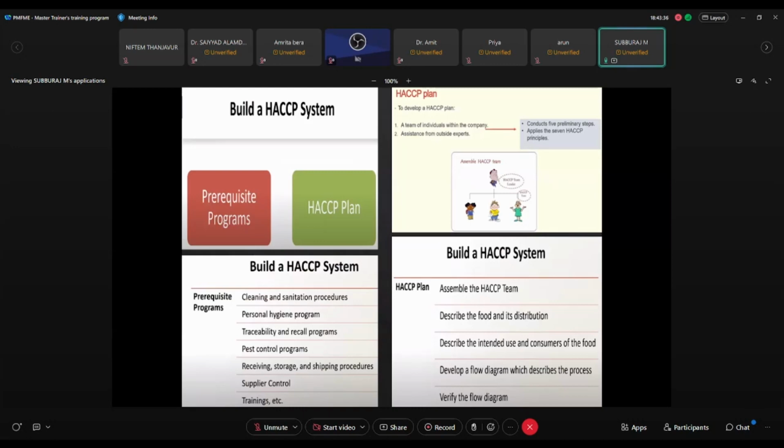The pre-requisite program involves cleaning and sanitation procedures, personal hygiene program, traceability and recall programs, pest control system, receiving, storage and shipping procedures, supplier control and training.